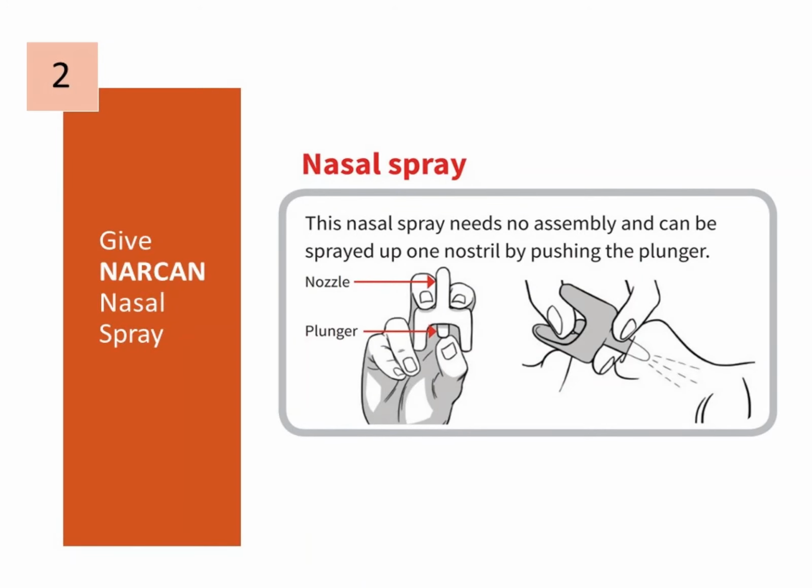To administer NARCAN nasal spray, hold the device with your thumb on the bottom of the plunger and your pointer and middle fingers on either side of the nozzle. Gently insert the tip of the nozzle into either nostril. Tilt the person's head back and provide support under their neck with your hand. Press the red plunger firmly to give the dose of NARCAN nasal spray and remove the device from their nostril afterwards.